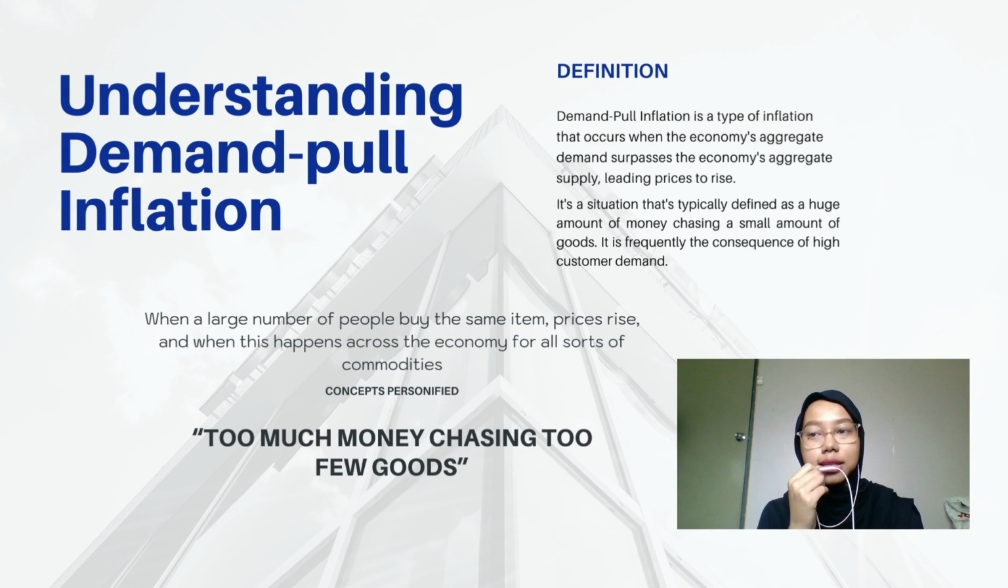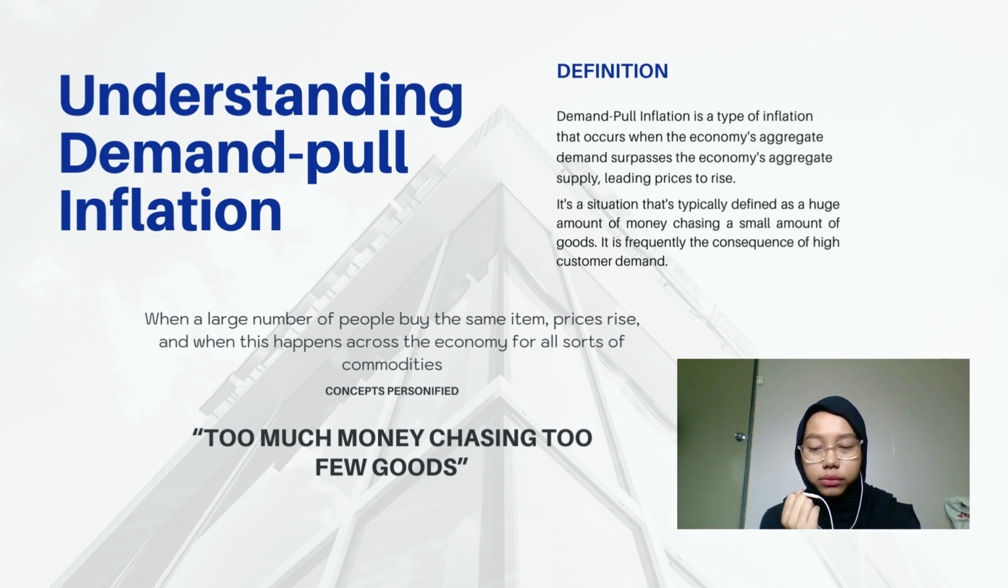So let's see the definition of demand pull inflation. Demand pull inflation is a type of inflation that occurs when the economy's aggregate demand surpasses the economy's aggregate supply, leading prices to rise. It is typically defined as a huge amount of money chasing a small amount of goods, and it is frequently the consequence of high customer demand. So when a large number of people buy the same item, prices rise, and when this happens across the economy for all sorts of commodities.